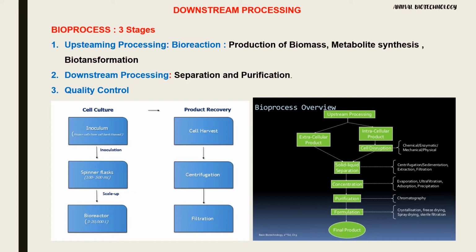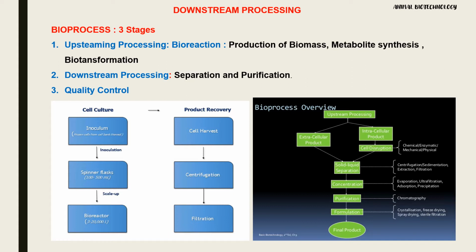the upstream process. Based on whether the product is intracellular or extracellular, the separation and purification strategies are decided in the downstream process. If the desired product is extracellular, the cells are removed by solid-liquid separation. If the product is intracellular, the cells are disrupted to release the product and then solid-liquid separation is done by means of centrifugation, sedimentation or filtration based on the cell properties.